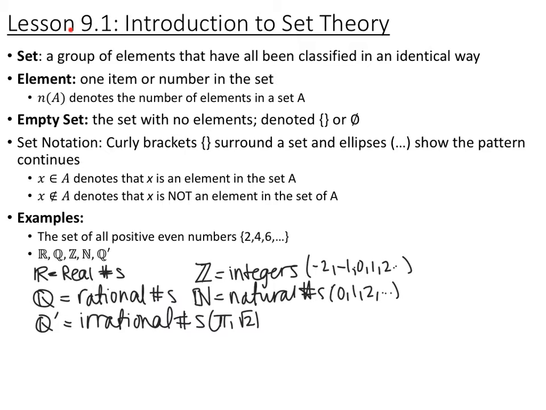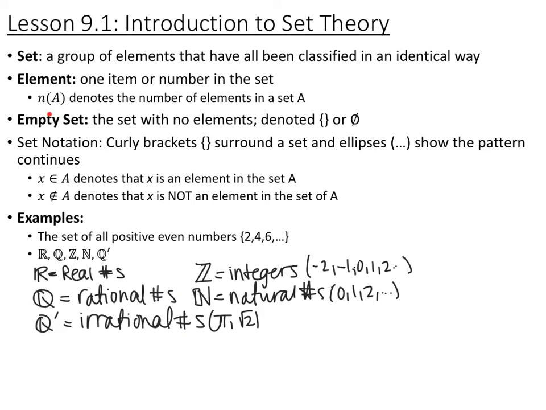So a set is a group of elements that have all been classified in the same way. So for example, the set of all even numbers, or a set of students in IB Math Studies, or some kind of grouping that share some kind of classification. An element is one item or number in the set. So if you're talking about even numbers, then 2 would be an element. 4 would be an element. If you're talking about IB Math Studies students, one student's name would be an element.